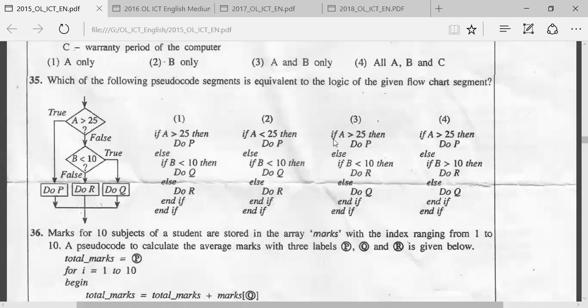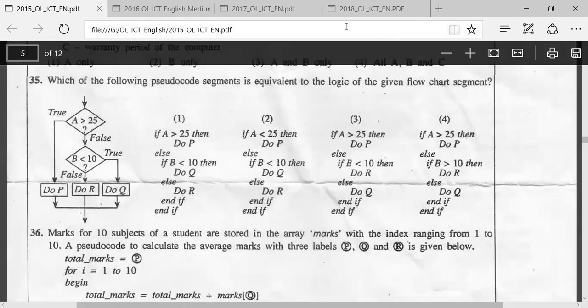So in the last class we discussed the 2014 and 2013 papers. Today we'll continue our discussion on the 2015 paper. So in the 2015 paper, question number 35 to 40.